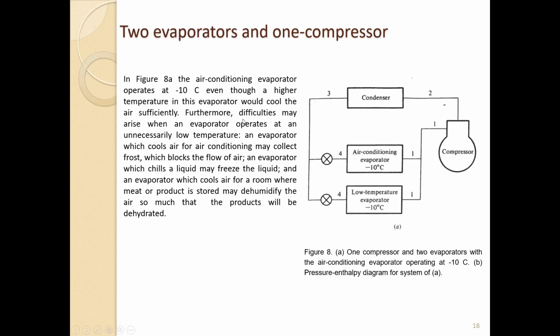Furthermore, difficulties may arise when an evaporator operates at an unnecessarily low temperature. An evaporator which cools air for air conditioning may collect frost, which blocks the flow of air. An evaporator which chills a liquid may freeze the liquid. And an evaporator which cools air for a room where meat or produce is stored may dehumidify the air so much that the products will be dehydrated.